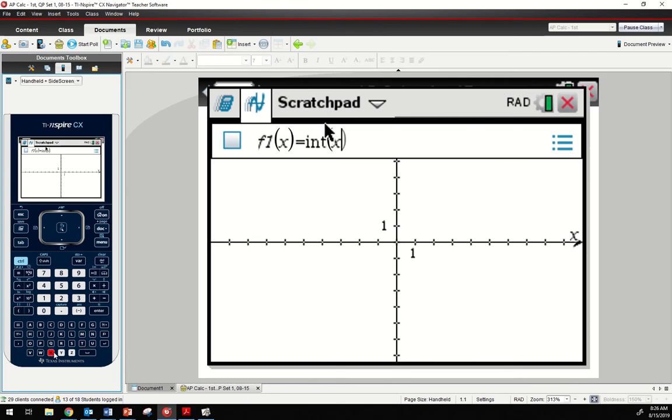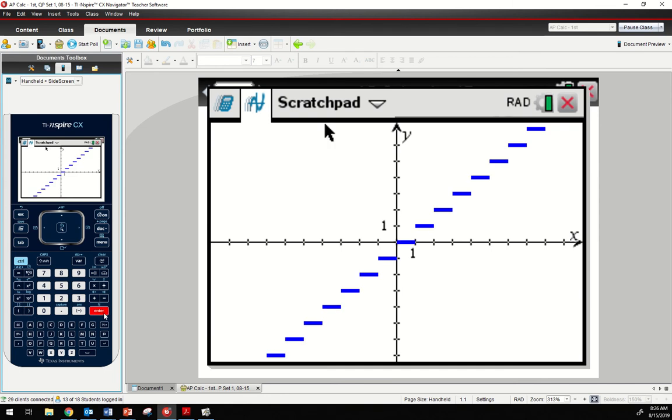Open, x, close. Hit enter. There we go. This is a step function. This is greatest integer. Everyone should have this thing that looks like this right here. Anyone not have that? int, it's an abbreviation of integer. Integer, int. Anyone else? Anyone need help getting to this point?